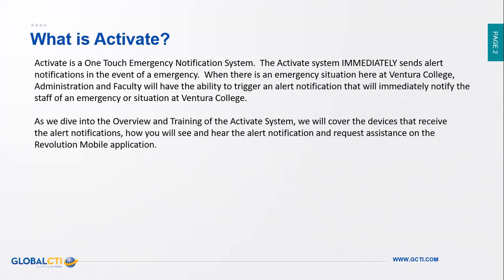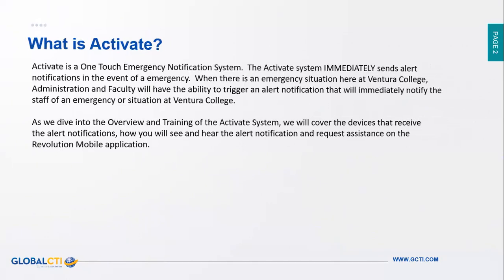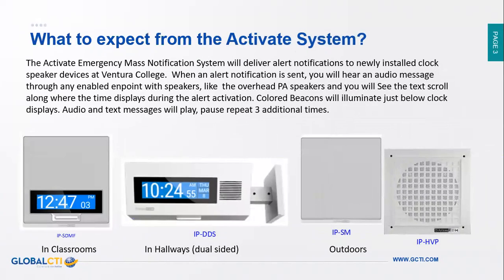As we dive into the overview and training of the system, we'll cover the devices that receive alerts and how you'll see and hear alert notifications to request assistance using your mobile application, as well as some desktop notifications. So what do you expect from the Activate system? The notification system is going to deliver notifications to some newly installed devices. These devices will begin installation towards the end here of 2019 and into the early part of 2020.